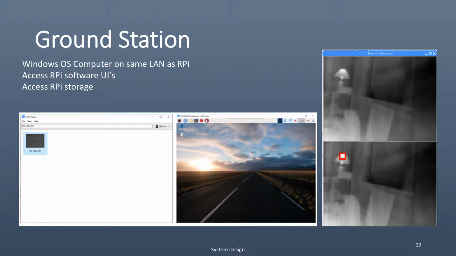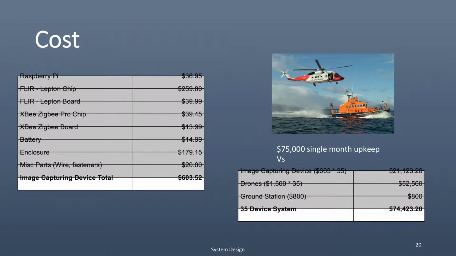VNC Viewer is shown on the bottom, and on the right is an example of some of the UIs that were used or created for the software. So the top image in that UI is the calculated baseline scene, and the bottom is the last image where it detected an object. And this object is a lamp, which happens to be warm. It's off a bit, but still legible.